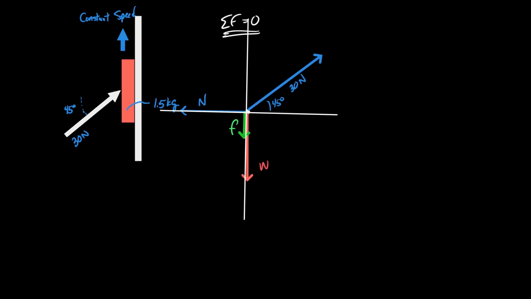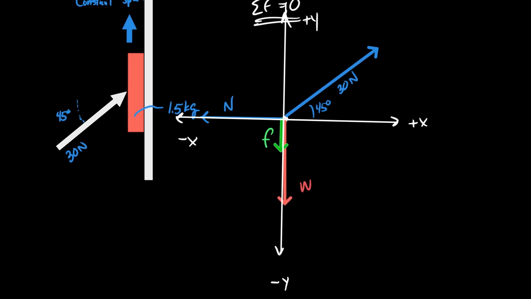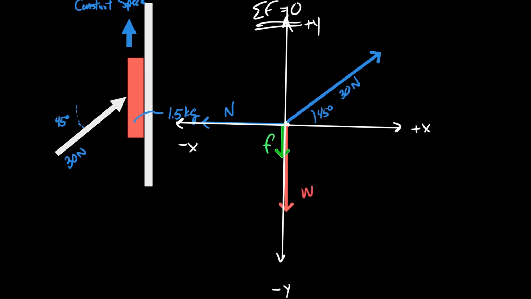So this is going to be the positive x direction, this is going to be the negative y direction, this is going to be the negative x direction, and this is going to be the positive y direction. Do I have any forces that are off axis? Yeah, I do. That 30 Newton force is off axis. So when you have an off axis force, you have to break it up into its components.